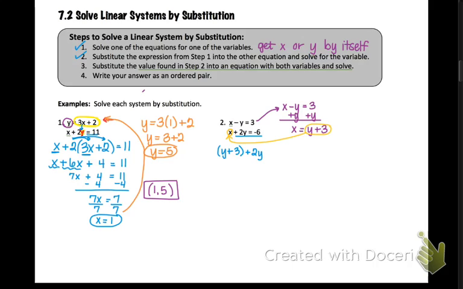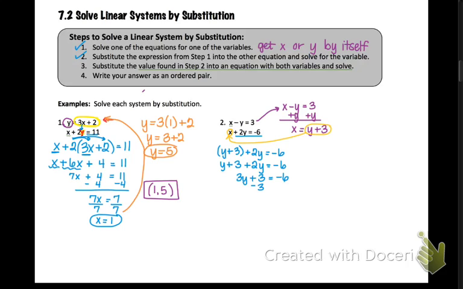Plus 2y equals negative 6. There's nothing to distribute in front of those parentheses, so we really don't need them. And now we need to combine our like terms. y plus 2y is 3y, and then we have the plus 3 equals negative 6.